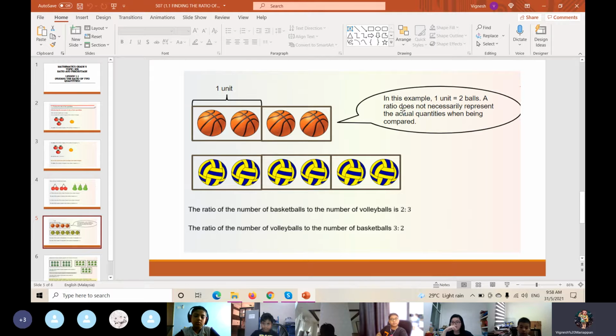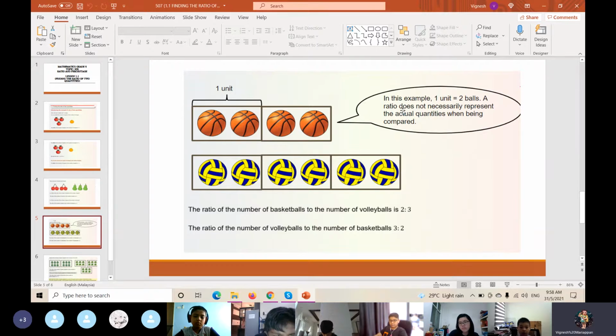Correct or not? So the basketballs, how many units for basketballs? Basketball is the orange color one. The yellow one is the volleyballs. Understand or not? So don't get confused with the balls. The orange color is we call basketballs.